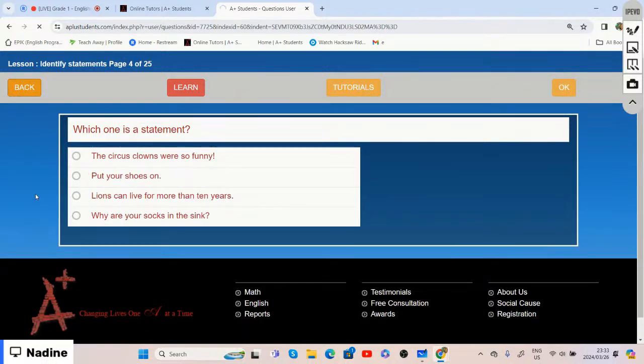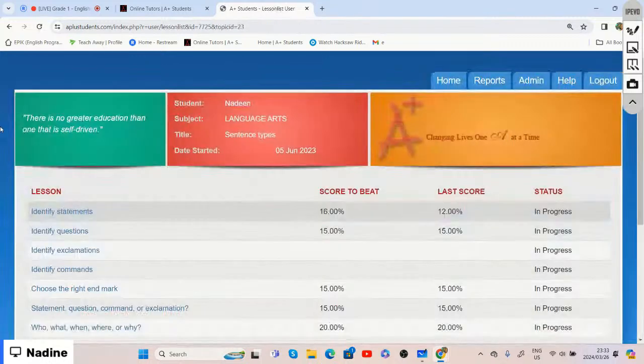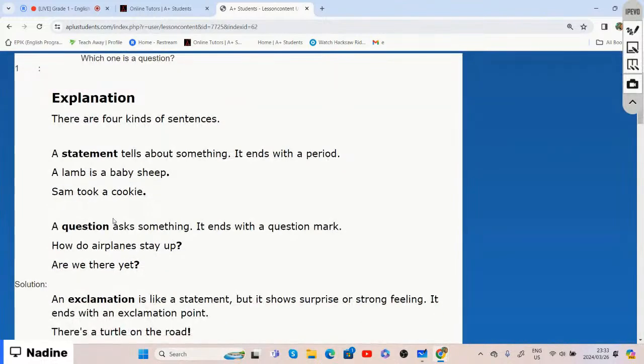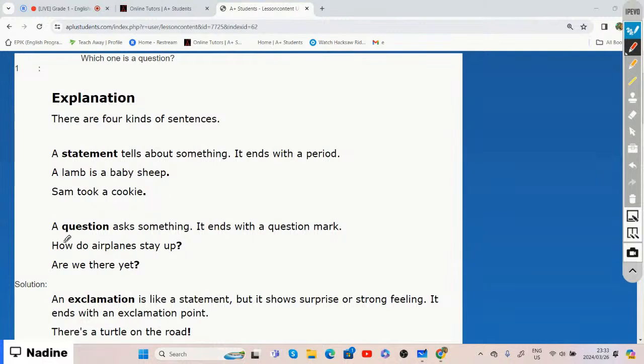So well done. Now we're going on to the next lesson, which is identify questions. We said a question asks something, and it ends with a question mark. Remember, before we go to our test, a question asks something, and it ends with a question mark. This is a question mark. So if your sentence ends with this punctuation mark, then it is a question that is being asked.